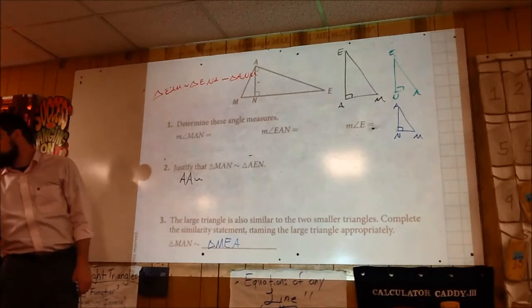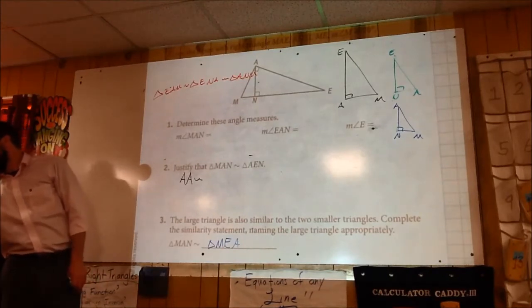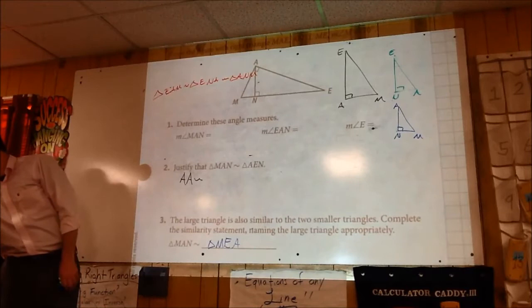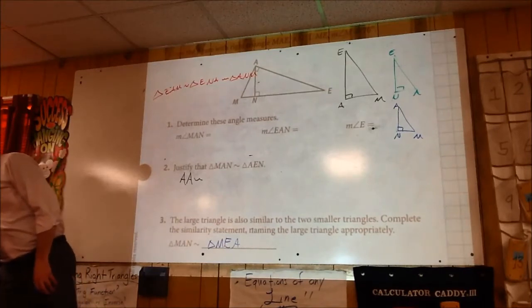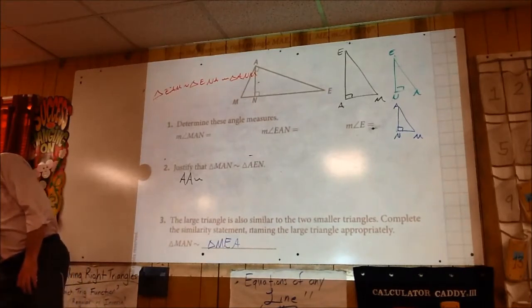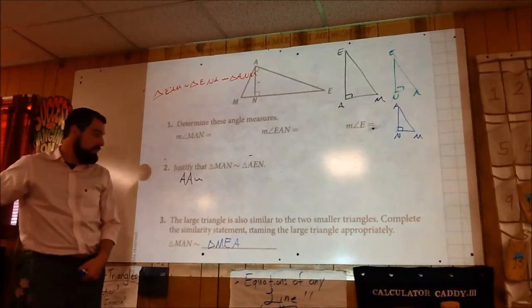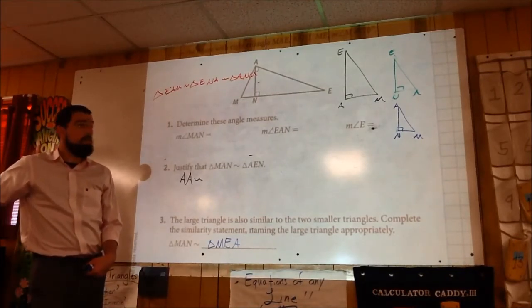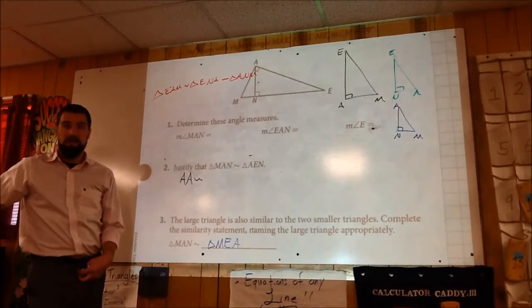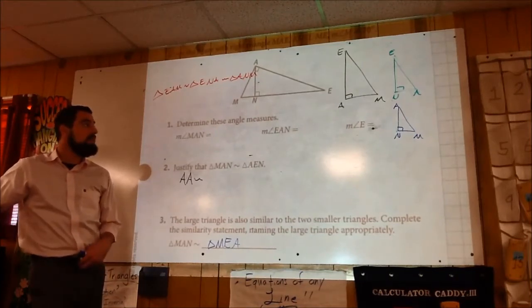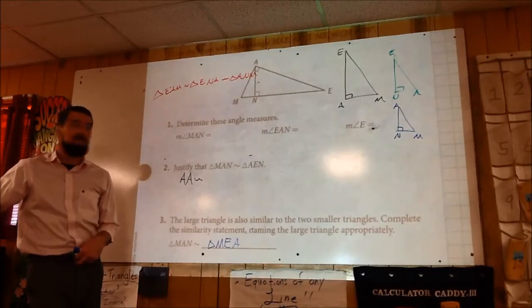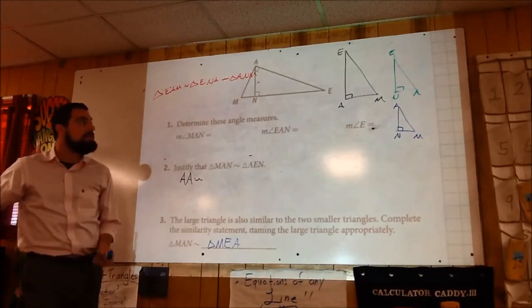Item 4, the last one of this chunk, if you will. It says, name the type of special segment, segment AN, in relationship to triangle MAE. What is it? Altitude. Not a trick question. We're learning the right triangle altitude theorem, so yes, that is an altitude.